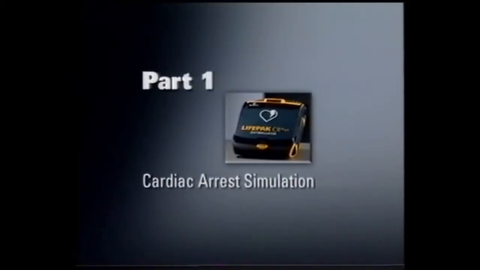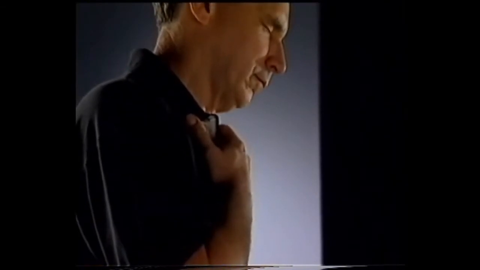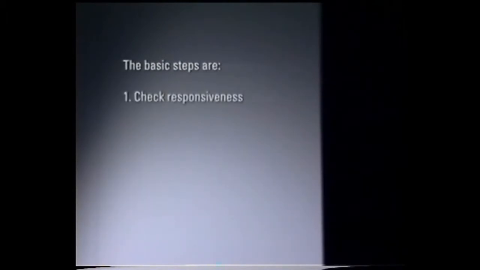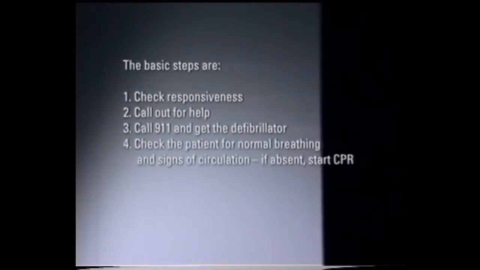A cardiac arrest could happen anywhere. Let's look again at this typical cardiac arrest situation and talk through all the steps in detail. At the end of this, we'll review some tips for special situations. Automated external defibrillators are to be used on persons who are not responsive, not breathing, and showing no signs of circulation. The basic steps are: check responsiveness, call out for help, call 911 and get the defibrillator, check the patient for normal breathing and signs of circulation. If absent, start CPR, turn on the defibrillator, and follow the voice prompts.